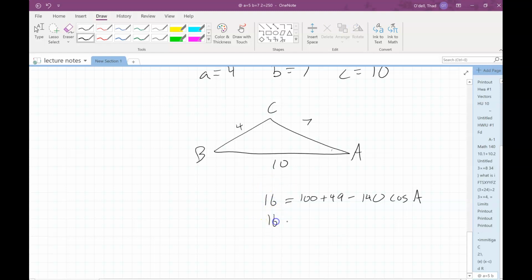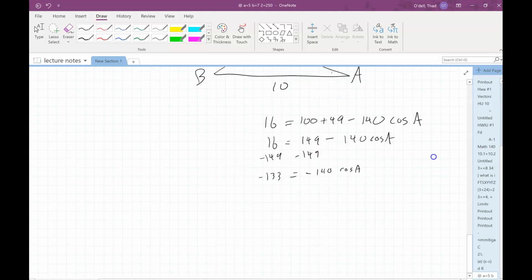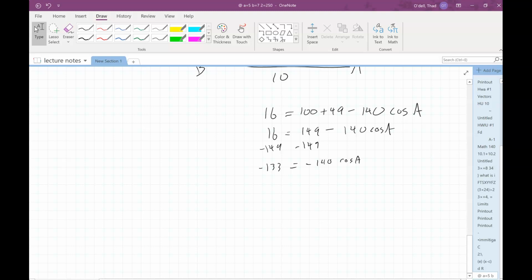Okay, so we got 16 is equal to 149 minus 140 times cosine of A. Again, don't subtract the 140 from 149 because the 140 is attached to the cosine. So first thing I'm going to do is subtract 149 from both sides. So that would be 16 minus 149. That would be negative 133, equals negative 140 cosine A. So divide both sides by negative 140, so that'd be 133 divided by 140. And we get 0.95 is equal to cosine A.